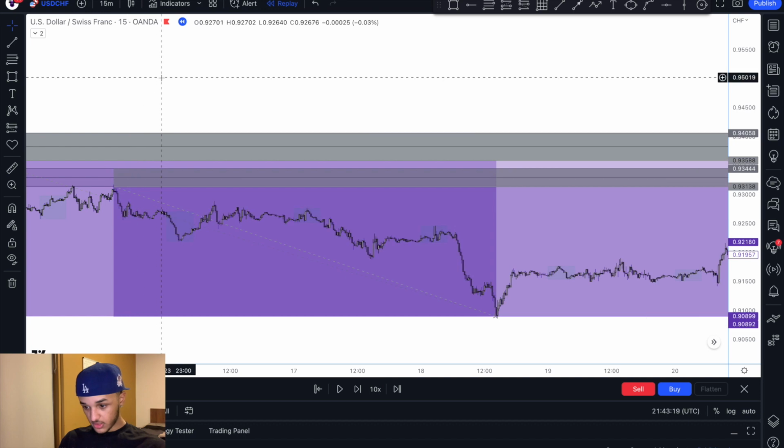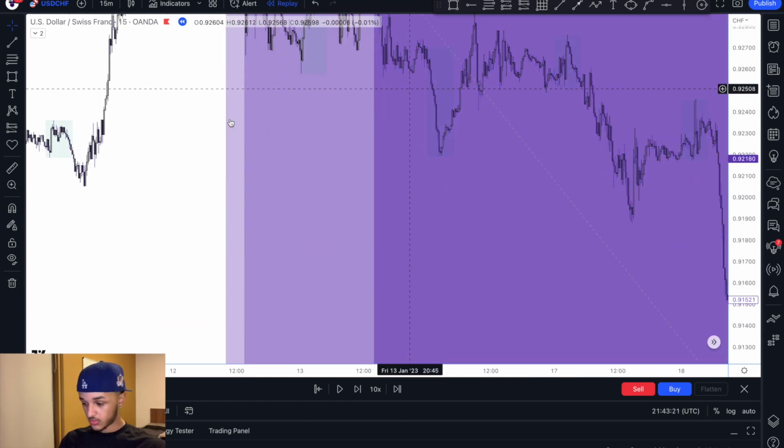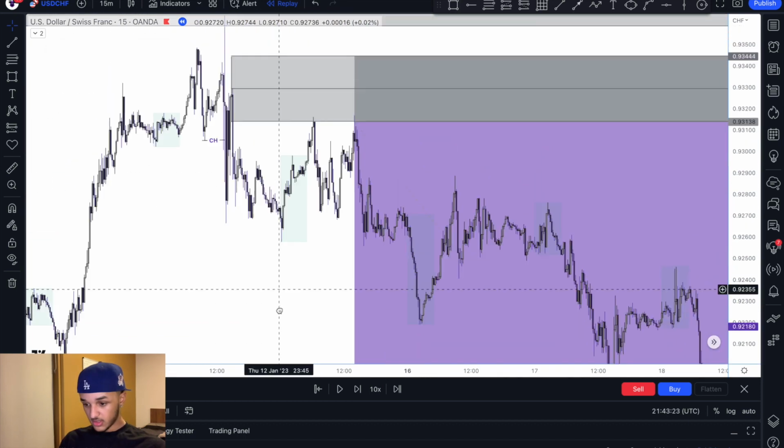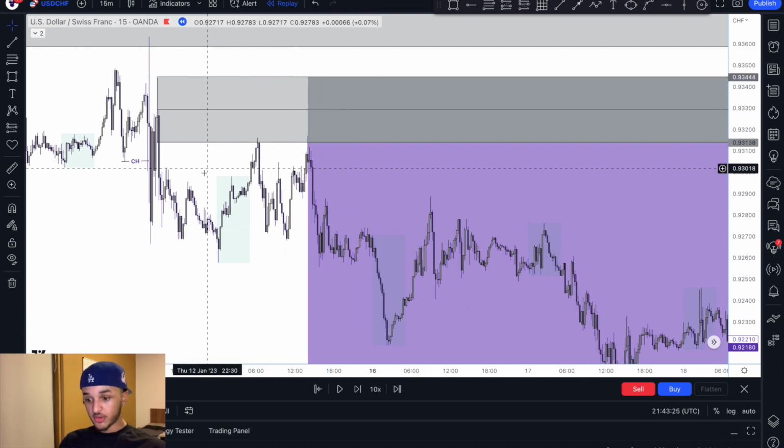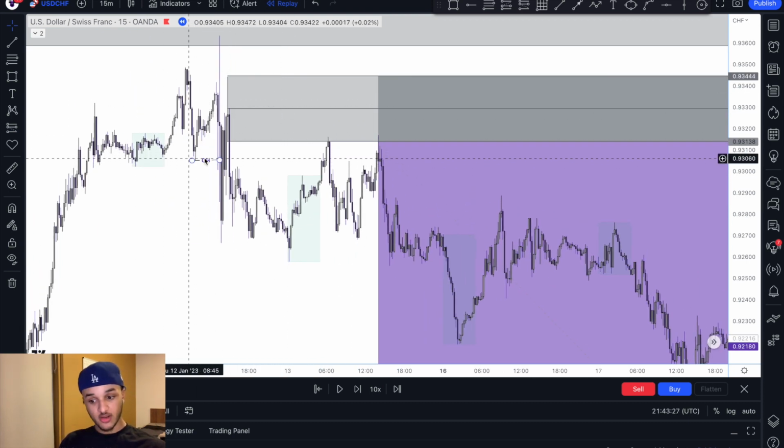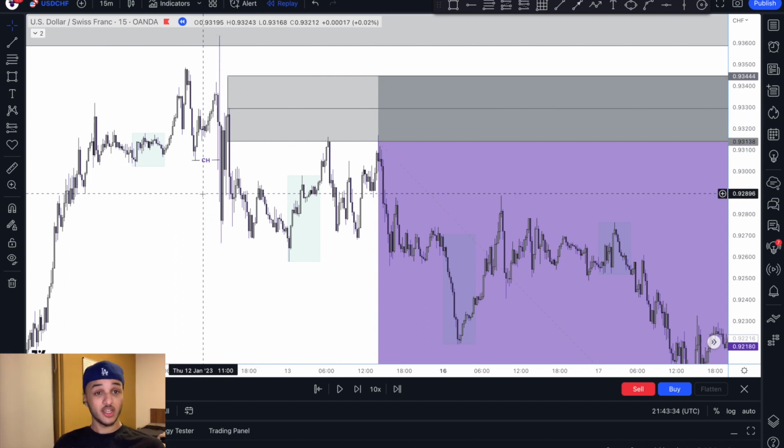Yeah, if I just clear the chart, this one here, we can see that price printed a change in character because price was making higher lows and higher highs. We saw that there was a break to the downside, which was considered a change in character as price had broken the previous lower high.